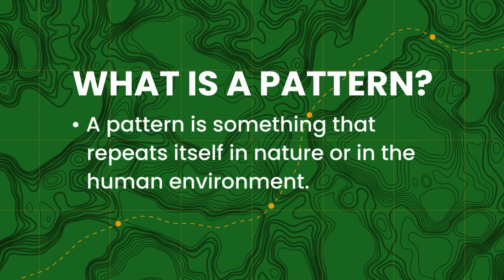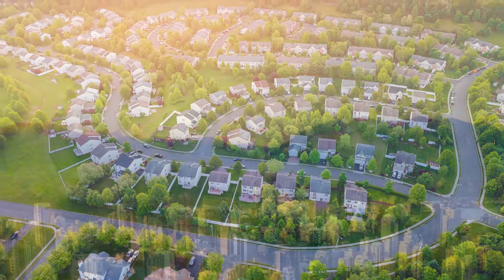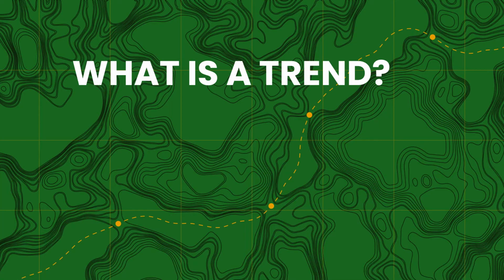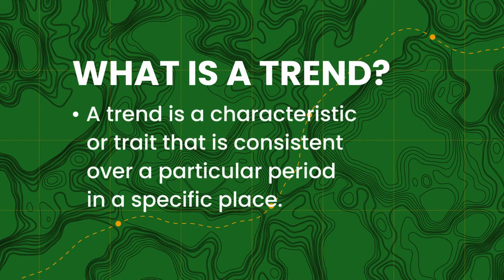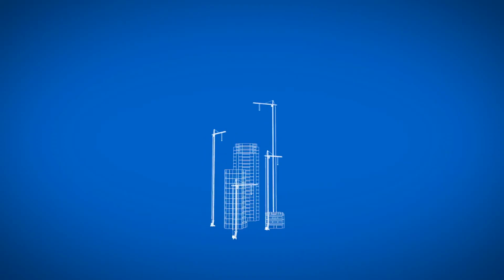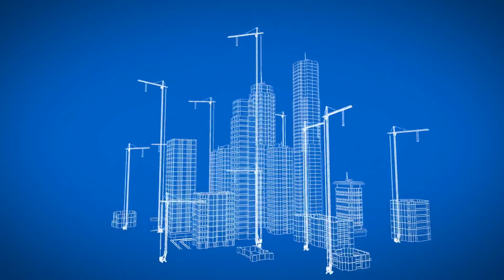A pattern is something that repeats itself in nature or in the human environment. For example, the way houses are arranged in a community, or the way mountains are arranged on the Earth's crust. What is a trend? A trend is a characteristic or trait that is consistent over a particular period in a specific place. An example of this is urbanization and the changes we see with development of cities and towns over time.